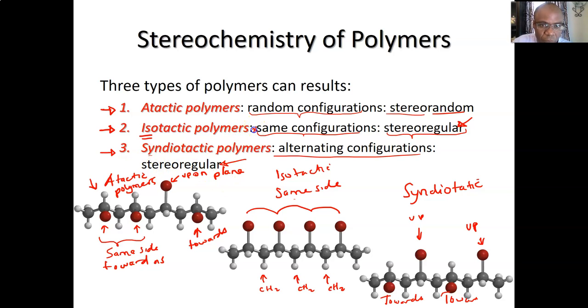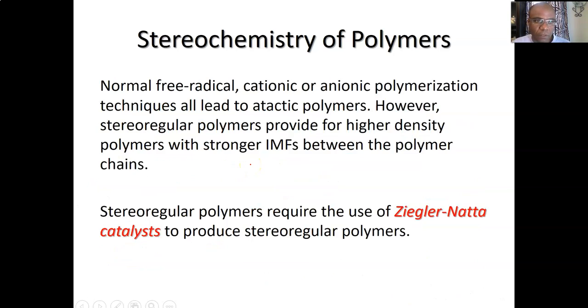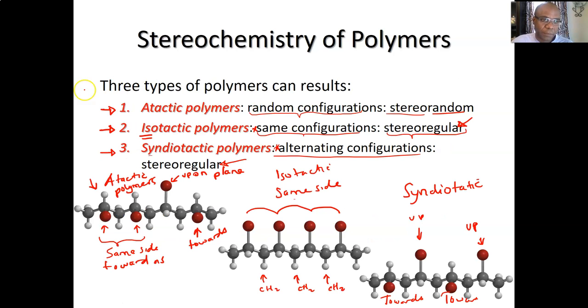Isotactic, the groups are on the same side. Stereotactic, the substituents or groups are alternating. You do not expect these three polymers shown here to have the same physical properties because the intermolecular forces will be affected.